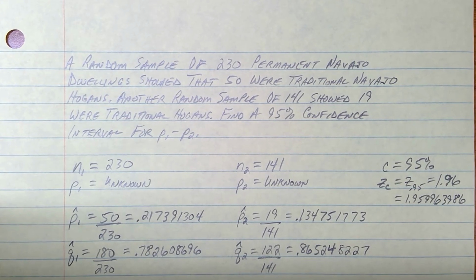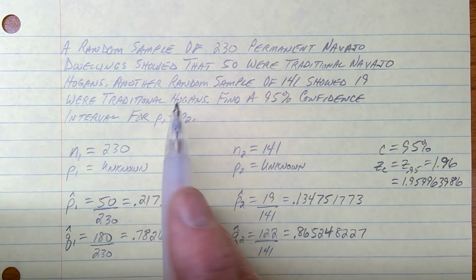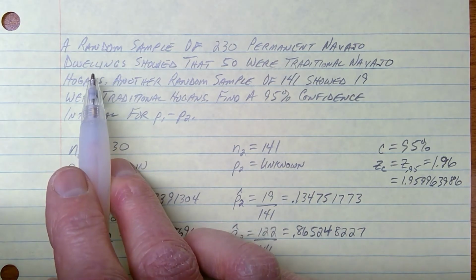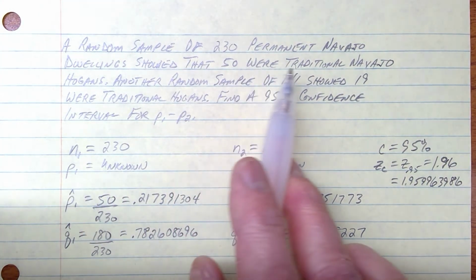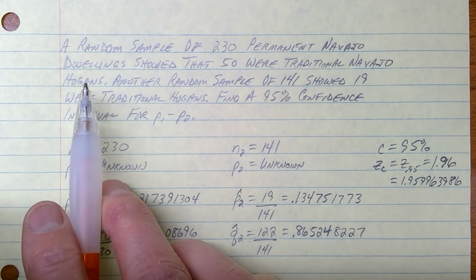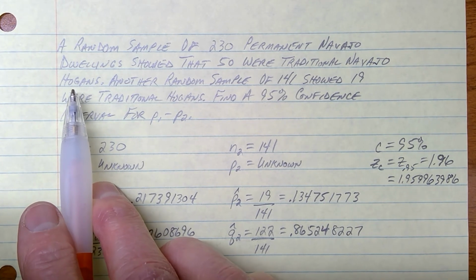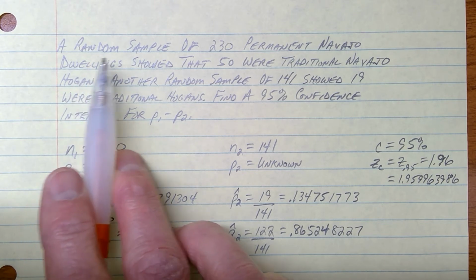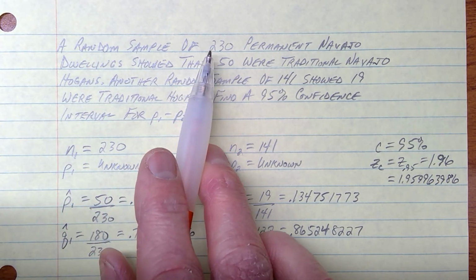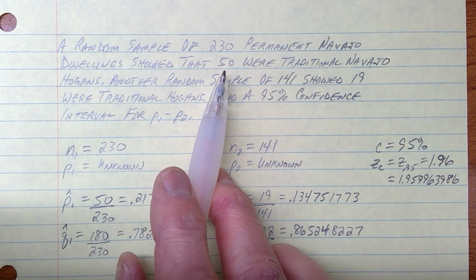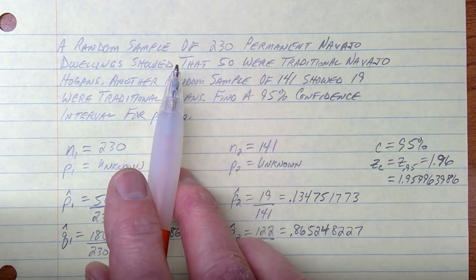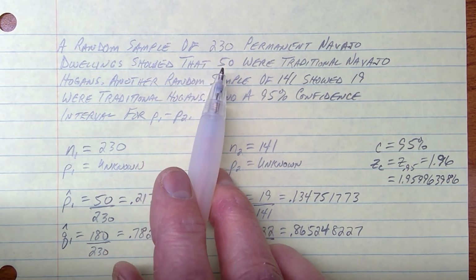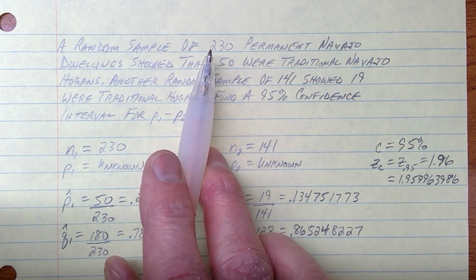All right, let's do a couple more, and that'll probably cover this. So a random sample of 230 permanent Navajo dwellings showed that 50 of them were traditional Navajo hogans. So we're measuring what proportion of Navajo houses are hogans. All right, so in this first group, they said out of 230, 50 were traditional. So 50 out of 230, that's our first group. That's P hat 1. My sample is 230. 50 out of 230 are going to be P hat 1.